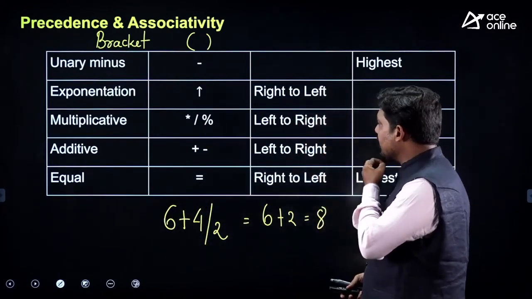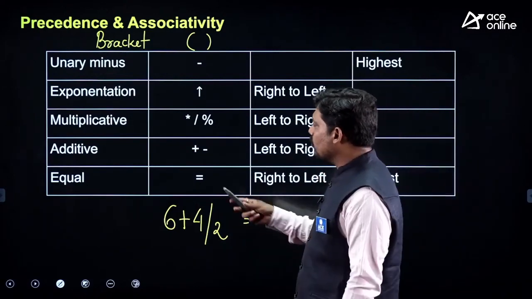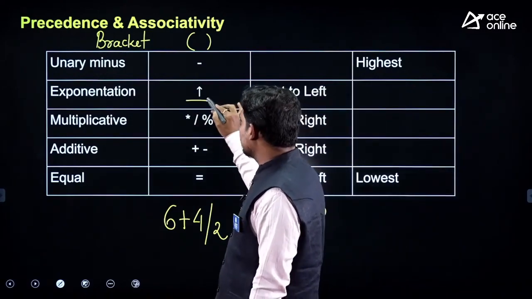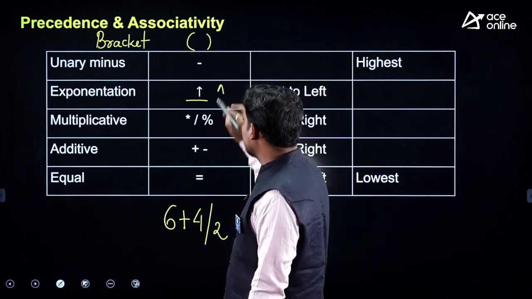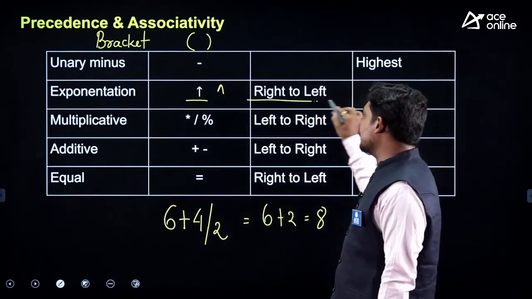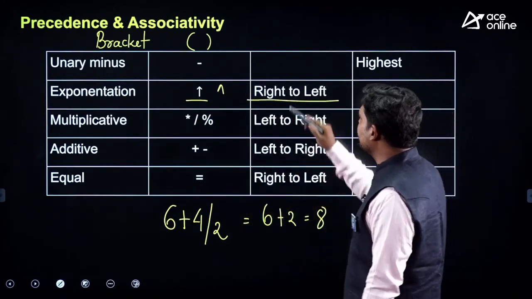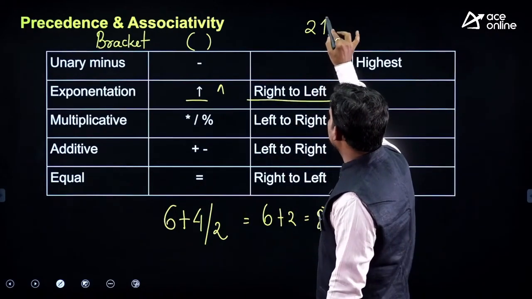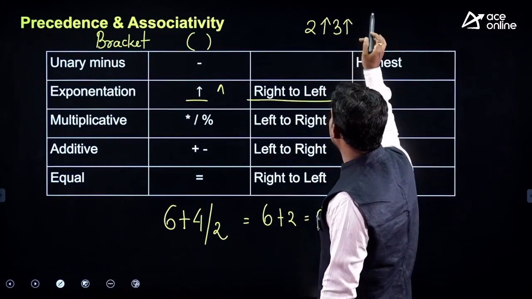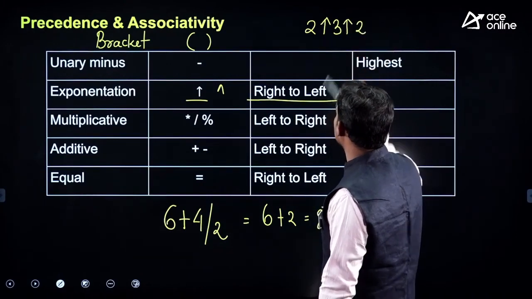Now, unary minus has the highest precedence, then exponentiation. Exponentiation is sometimes written with an up arrow and sometimes with a cap. Its associativity is right to left. That means if you have an expression like 2 exponentiation 3 exponentiation, suppose 2.